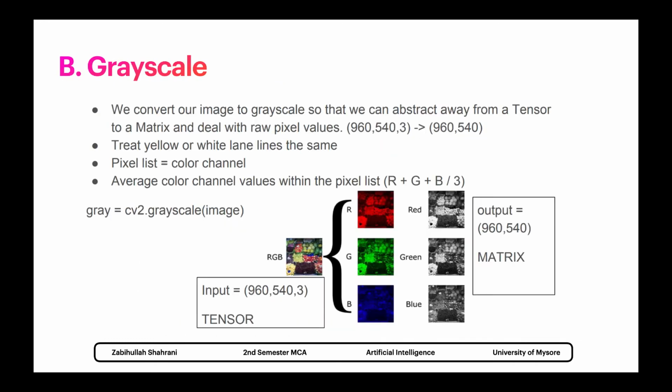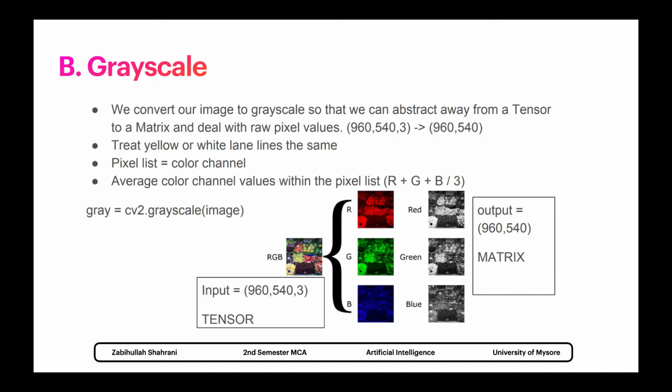Now the next step is grayscale. In the previous step, we converted the image into red, green, and blue channels. Now we will take those different images, the red channel, green channel, and blue channel, and convert all of them into grayscale.